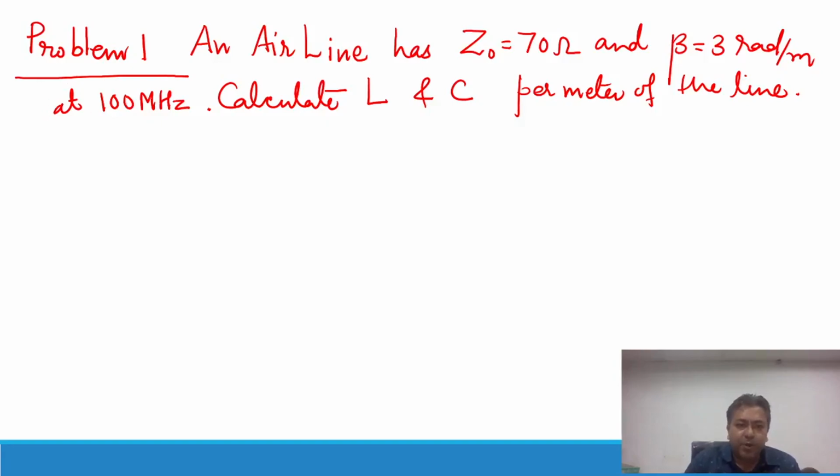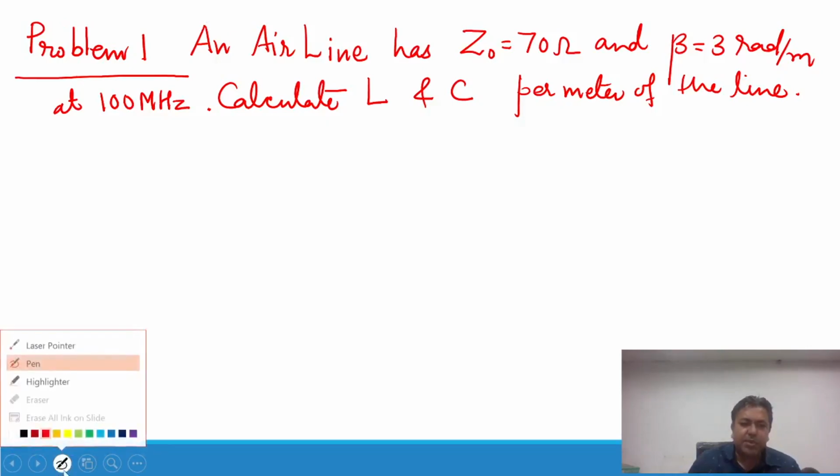This is problem number 1. An air line has Z0 equal to 70 ohm and phase constant beta 3 radian per meter at 100 megahertz. Calculate the inductance and capacitance per unit length of the line, or per meter length of the line. Now here we have to understand the line is nothing but an air line, so it is a lossless line basically.